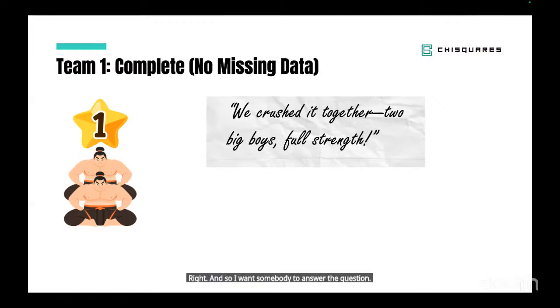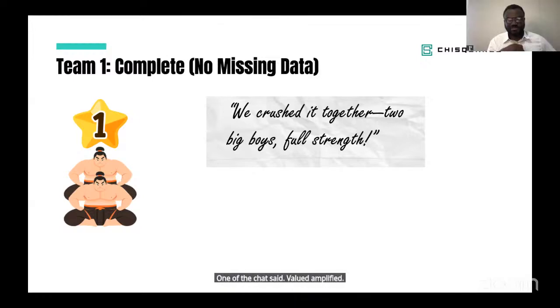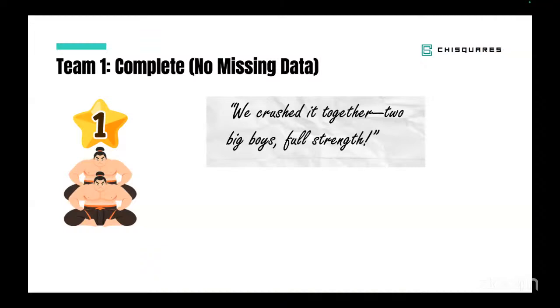You can raise your hand. Someone in the chat said valid and precise. Okay. I want somebody to explain to us why it's valid and precise. Can you raise your hand so I can unmute you, Peter? Okay, you can unmute now.